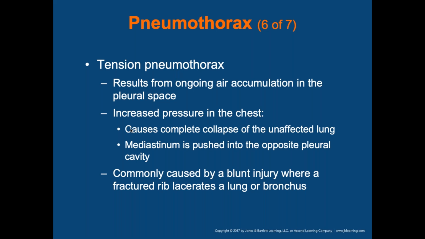When we get into a tension pneumothorax, that's the result of ongoing air accumulation in the pleural space, which increases pressure in the chest, causing complete collapse of the unaffected lung. Mediastinum is then pushed into the opposite pleural cavity. Common causes are blunt force injury, fractured ribs, or injury to the lungs or bronchus. So these are patients that need chest tubes placed immediately. Patients that have tension pneumothorax are the ones that need to be flown to a trauma center.